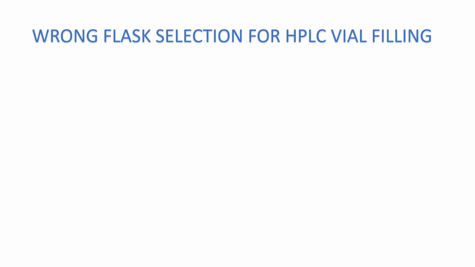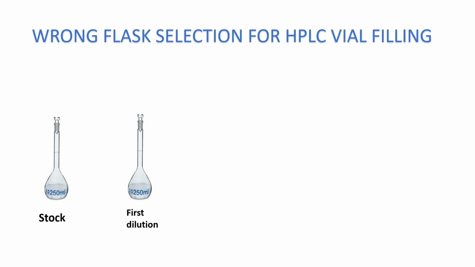Now, wrong flask selection for HPLC while filling. Here, if you see, there are 250 ml flasks, there is one stock, then in between you have the first dilution, again 250 ml, and the final dilution, again 250 ml. While taking the sample into the vials, what mistake can be made by the analyst? He may use the first dilution or the stock solution, and transfer the wrong solution into the HPLC vial, leading to a wrong result.